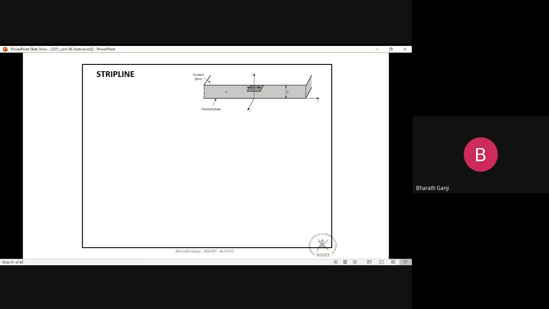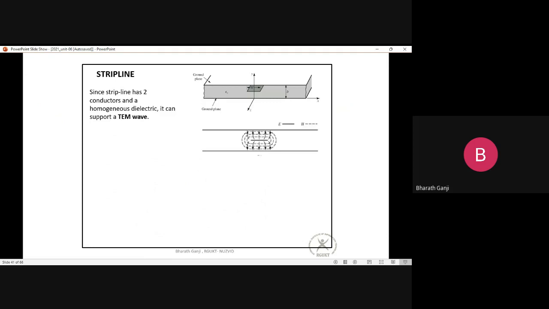So if I come to the strip line, because the microstrip line is our final target, but to understand the microstrip line, first let us look at the strip line. If you look at the strip line, there are three conductors here, the center one, and two conductors at the top and the bottom, and in the middle the dielectric substrate is sandwiched. So the strip line has two conductors and a homogeneous dielectric medium. Basically, because it has more than two conductors, it can definitely support a transverse electromagnetic wave. And the transverse electromagnetic wave looks like this, with the electric fields and the magnetic fields around it.